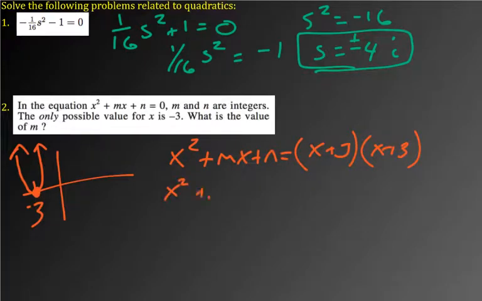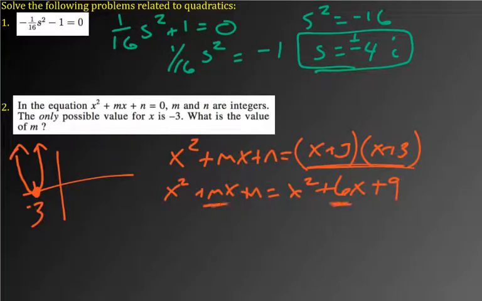So we have x squared plus mx plus n is equal to, I'm just multiplying this, x squared plus 6x plus 9. And so then we can see that m basically has to be 6.